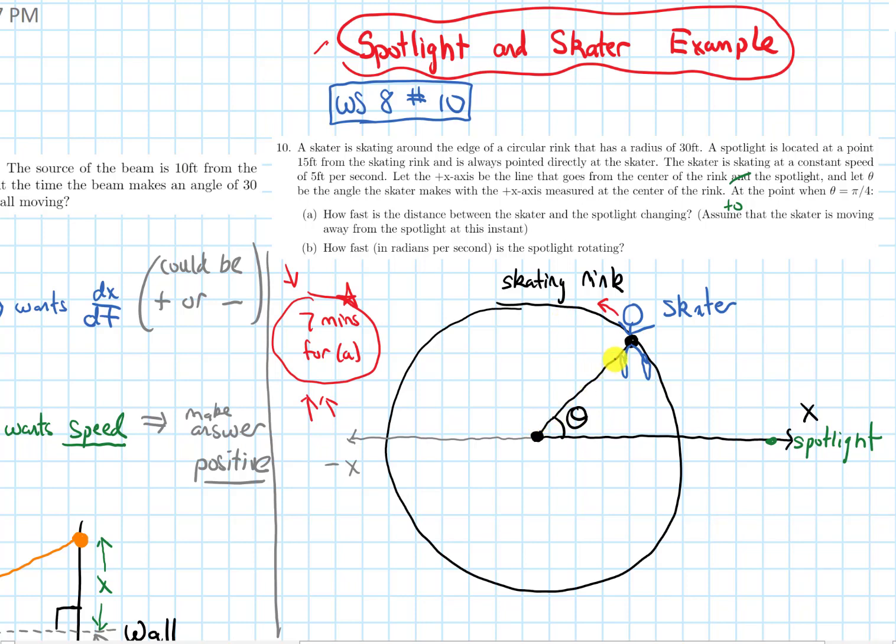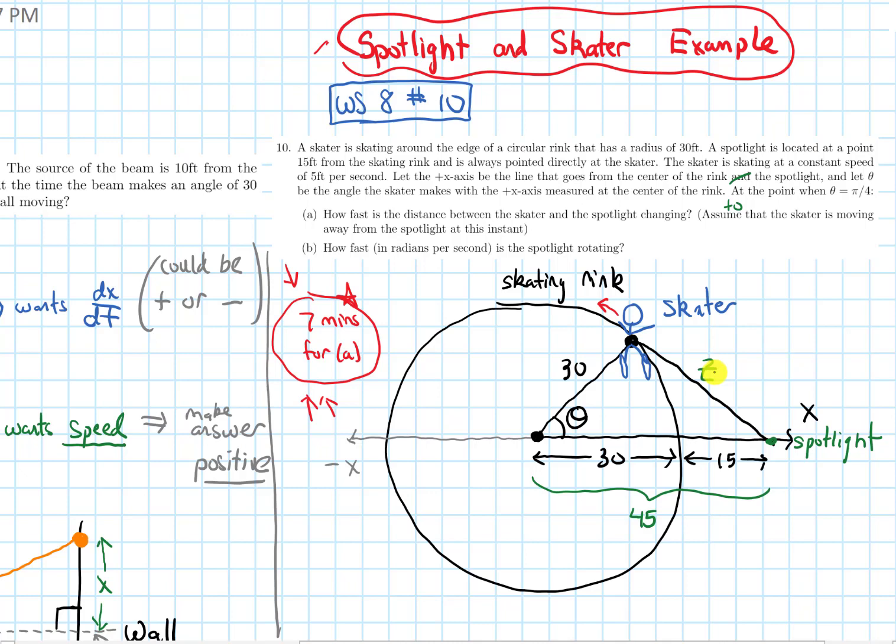Okay, what other things can we label here? Well, the radius of this circle is 30. So this distance from here to here is 30. I also know the distance from the spotlight to the skating rink, which is 15. So spotlight to the very edge of the skating rink is 15. Okay, that means the distance from the center all the way to the spotlight is 45. Part A asks something about the distance between the skater and the spotlight. So let me draw a line connecting the skater and the spotlight. And then that distance is changing over time, so let's assign a variable to it. I might call it z.